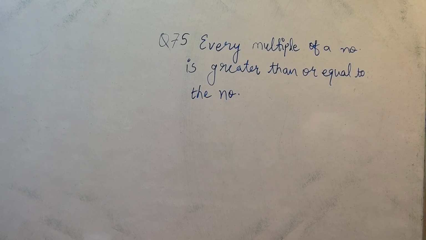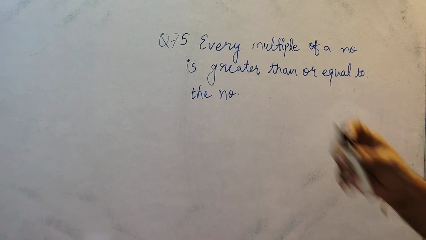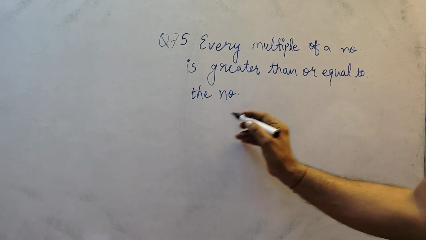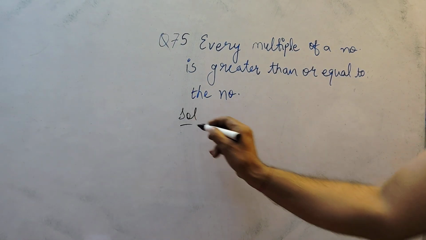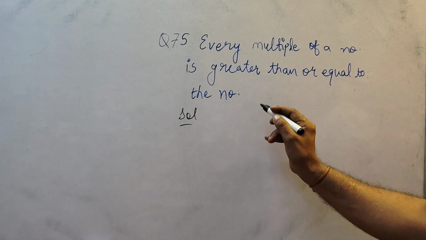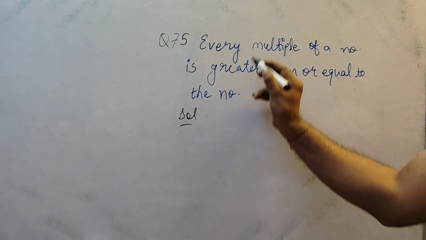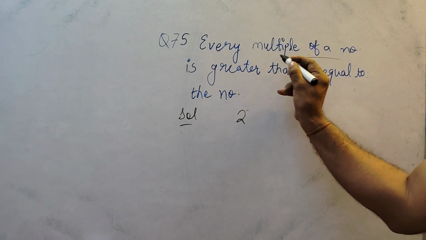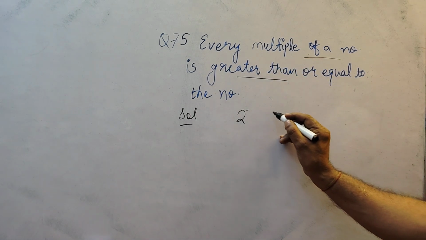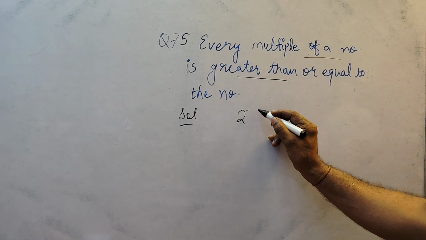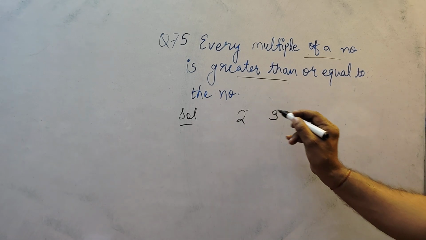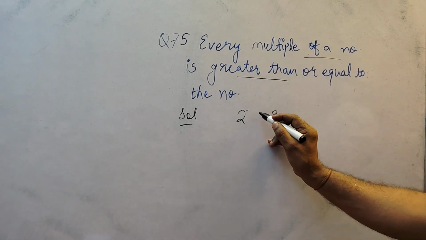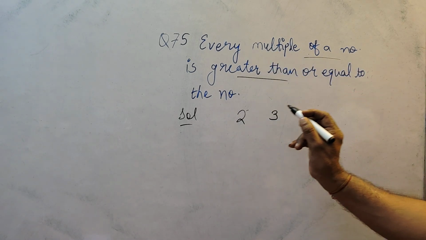So every multiple of a number is greater than or equal to the number. So let us take some numbers. What number should we take first? Every multiple of a number. Suppose we take the number 2 and another number greater than 2, that is 3. Is every multiple of a number greater than or equal to the number?